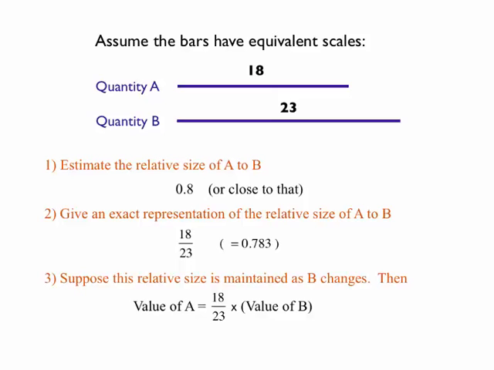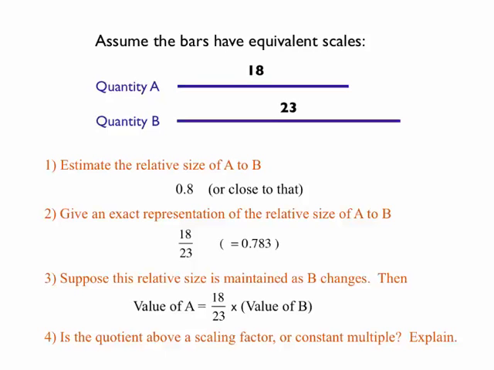It's like two sides of the same coin, relative size and what is this principle here that we have? Is it scaling factor or constant multiple? Scaling factor or constant multiple reasoning?